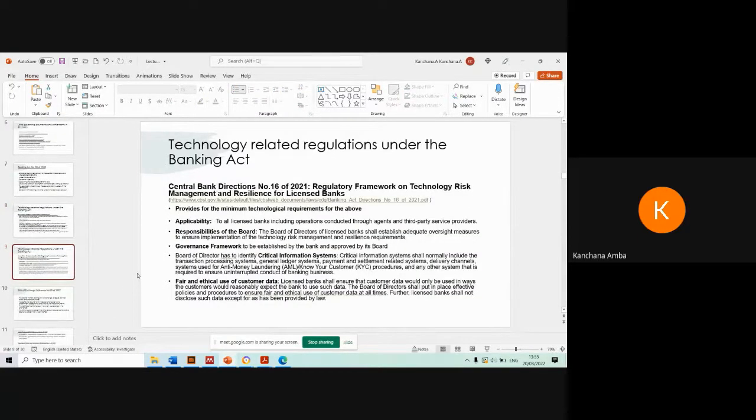Then another regulation: with the expansion of technology, we have recently more regulations coming to enable and govern technological provisions. So the Bank Supervision Department issued this direction on the regulatory framework on technological risk management and resilience of licensed banks, right? So this provides the minimum technological requirements that they need to comply with, right? And it applies to all banks again, including operations conducted through agents and third-party service providers, right?